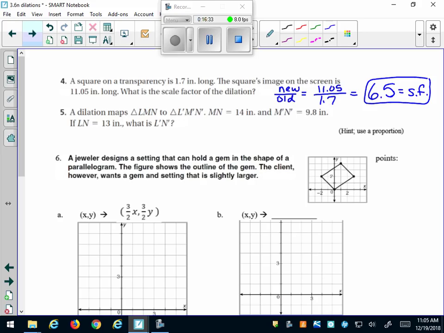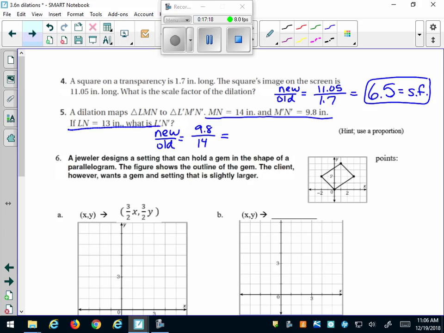Okay, this is a little bit of notation here. A dilation maps triangle LMN to triangle L prime, M prime, N prime. So we can tell what's pre-image and image here, right? MN is 14, M prime, N prime is 9.8. If LN is 13, what's L prime, N prime? So again, we're going to set this up as new over old. Let's deal with the MNs. Which one is new? 9.8, good. And then the old MN is 14.